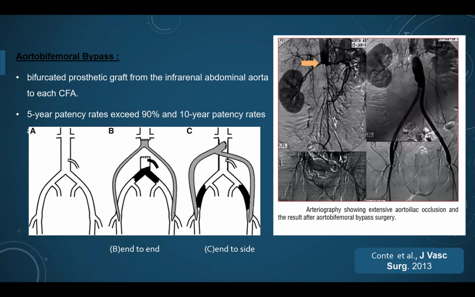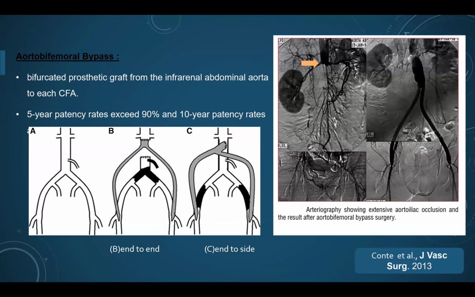Coming to individual bypasses, we'll be seeing the aortofemoral bypass. It is a bifurcated prosthetic graft from the infrarenal abdominal aorta to each common femoral artery. The 5-year patency rate is about 90%, and the 10-year patency rate is about 85%.